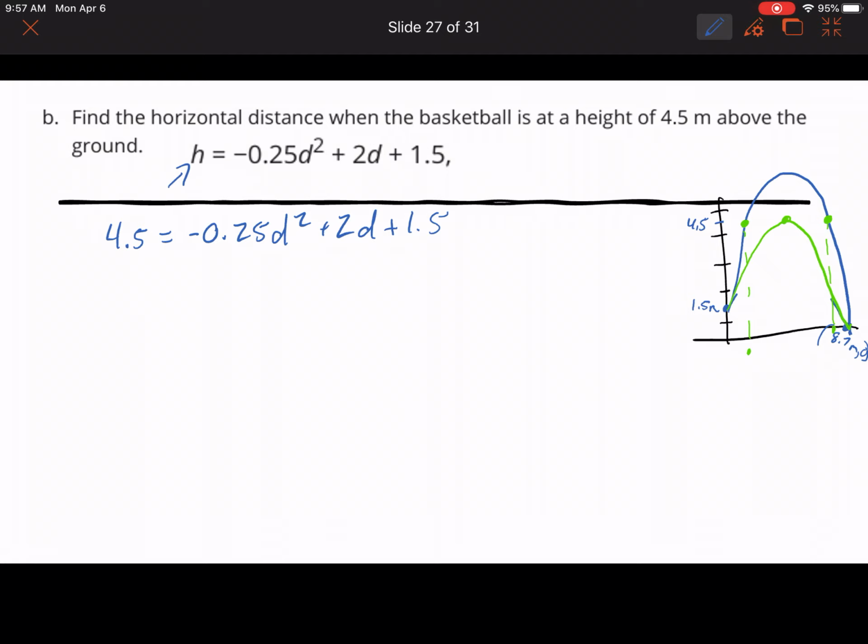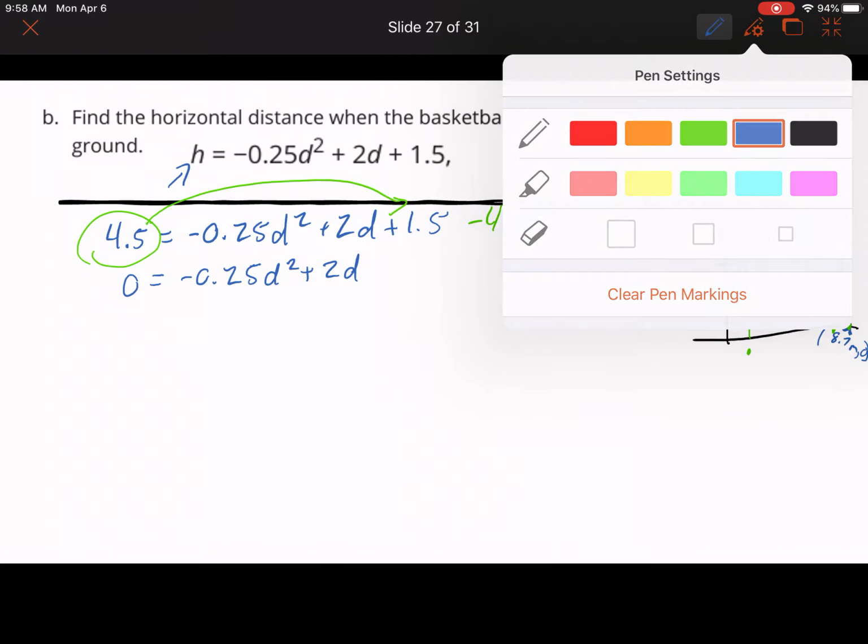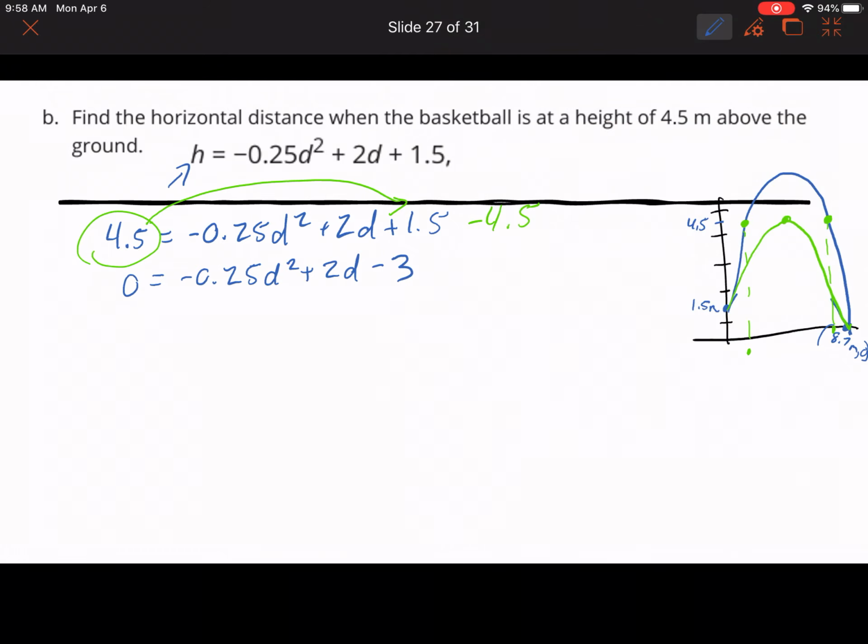So rather than making our h 0 like we're used to when we're finding our zeros, finding our x-intercepts, now we want to know what is d when height is 4.5. So we can't leave it like this because we need to have a 0 equals in order to use our quadratic equation. So we need to move that 4.5 to the other side, changing its sign to a negative and subtracting it from 1.5. So we end up with a new number of negative 3.